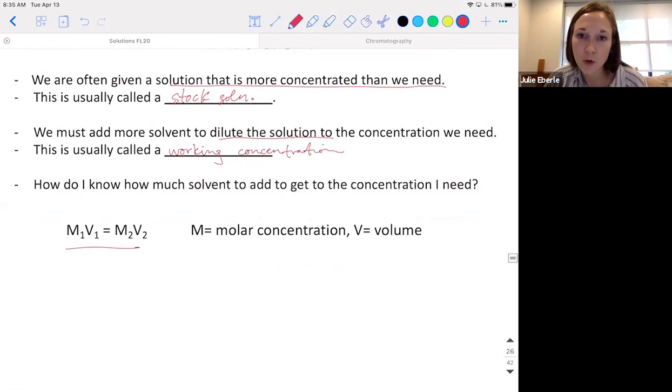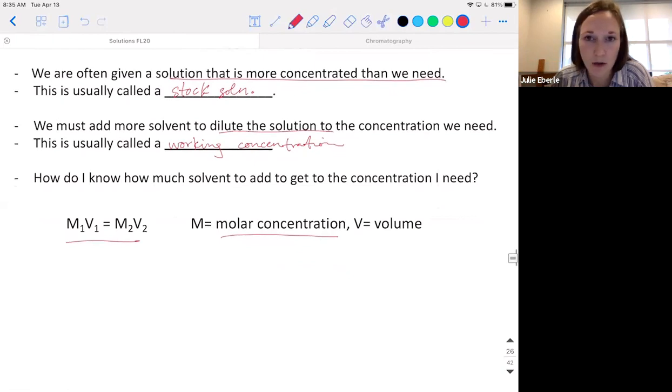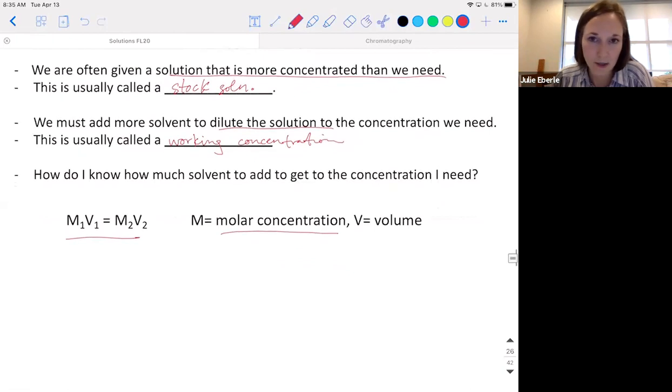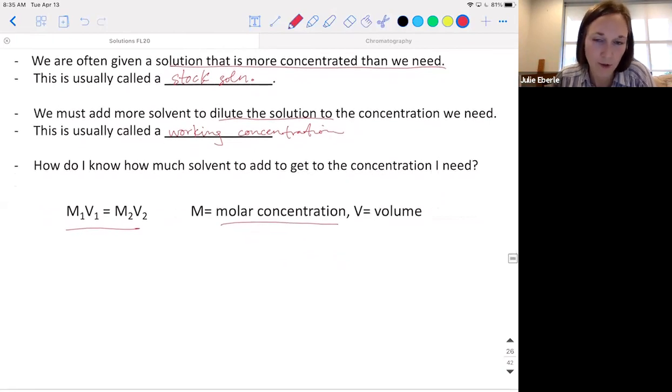The equation here is M1V1 equals M2V2. It sounds a whole lot like Boyle's law, P1V1 equals P2V2, but it's M1V1. So M1 is the molar concentration. That's the molarity. V would be the volume. All right. So let's do a dilution problem then. And again, here, you're going to be given 3 of the 4 parts, and you're solving for the part that you're missing.